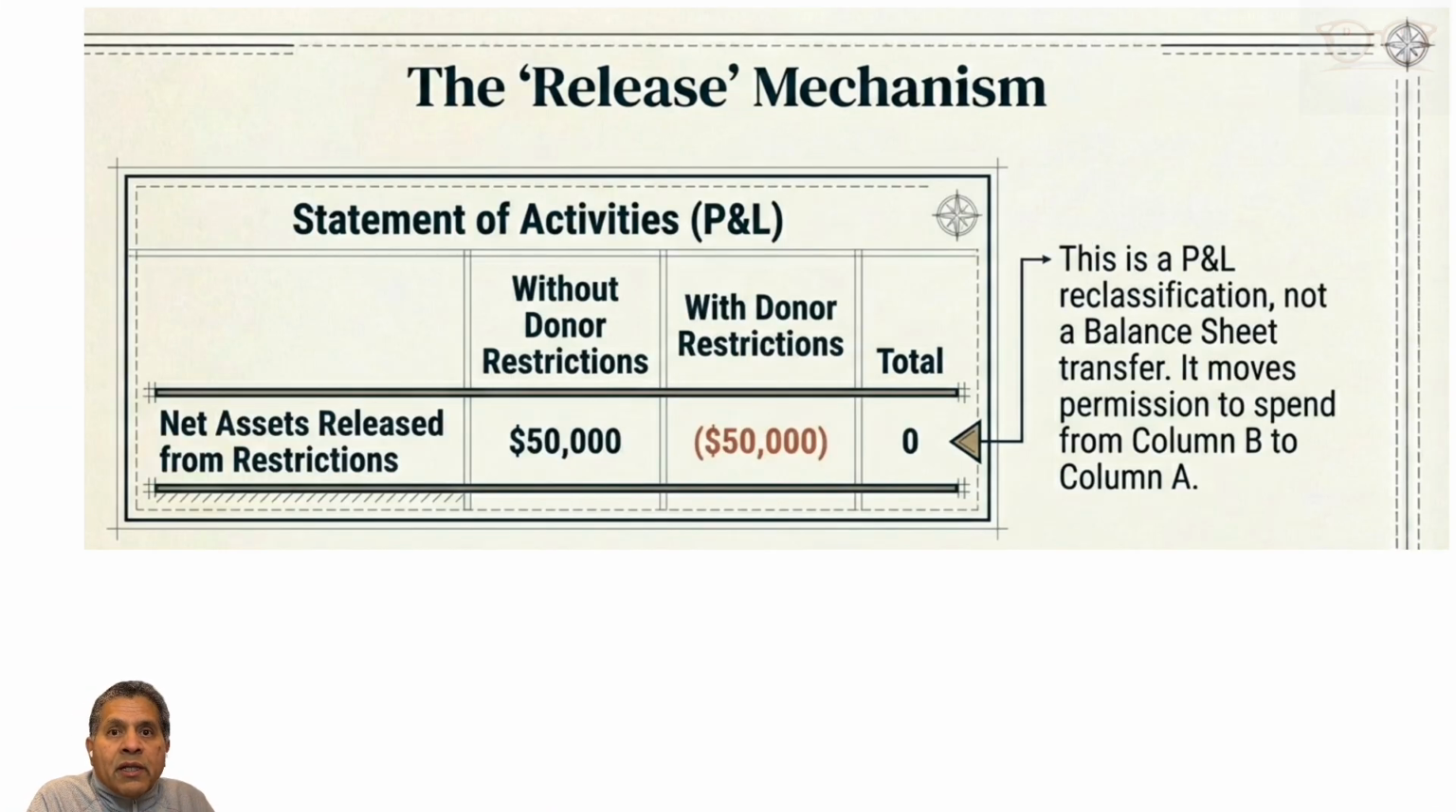Now, we've mentioned release a few times. Let's look at it on the statement of activities. This is a unique mechanism. You'll see a negative number in the with donor restrictions column and a matching positive number in the without donor restrictions column. It always nets to zero. This isn't about creating new income. It's about moving permission to spend from one column to the other.